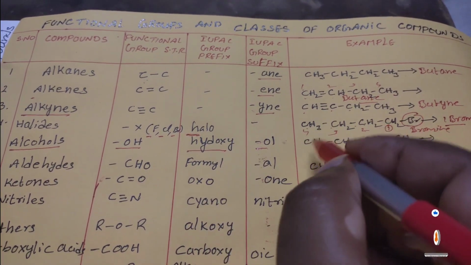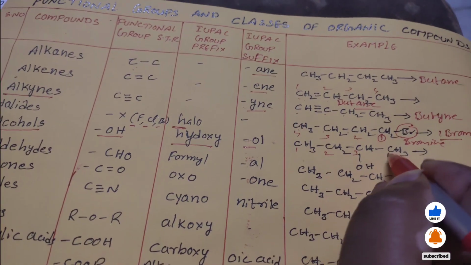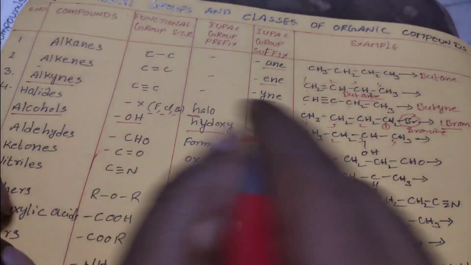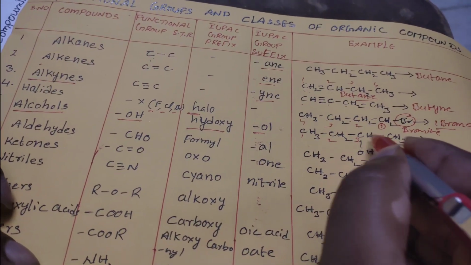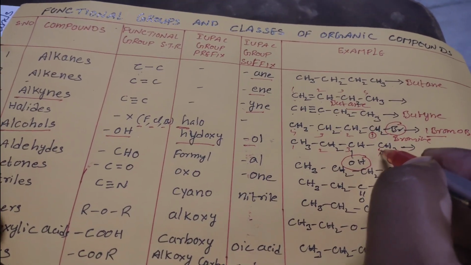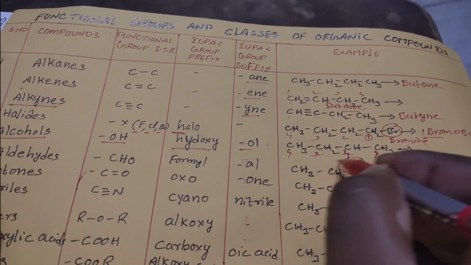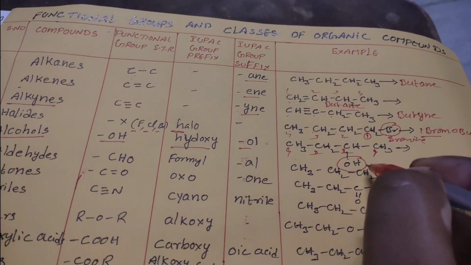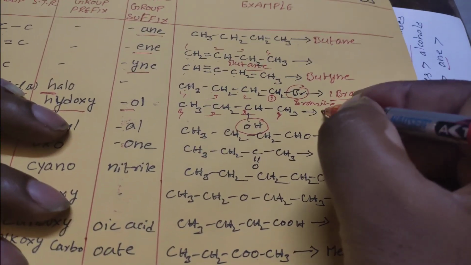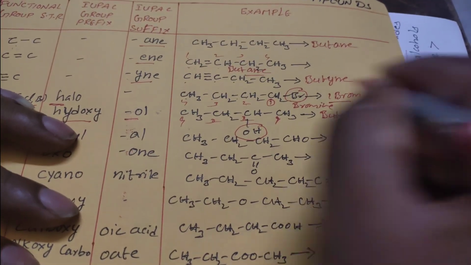For example, in this structure the total number of carbons present is 4: 1 2 3 4. So the root word is but. But here one of the carbons is attached to the OH group, so OH is the ol. I am giving the numbering from right to left, 1 2 3 4. In the second position they have the OH group. So the name of the compound is butane-2-ol.